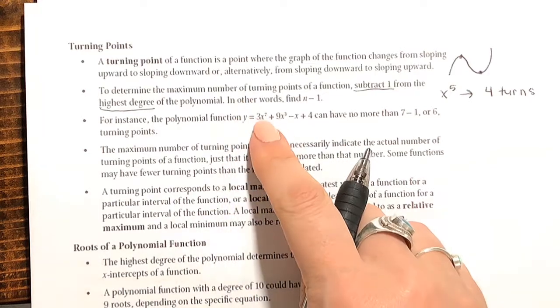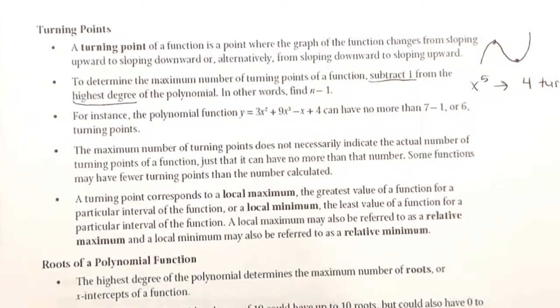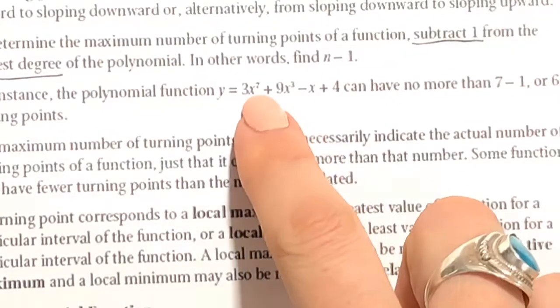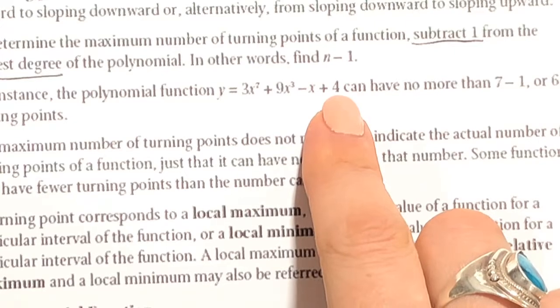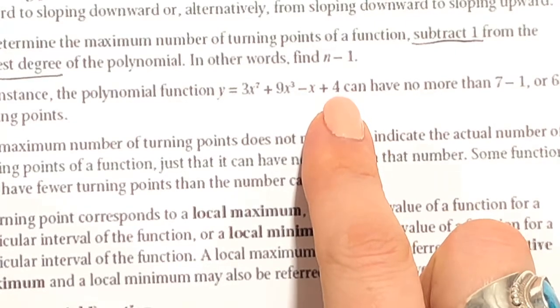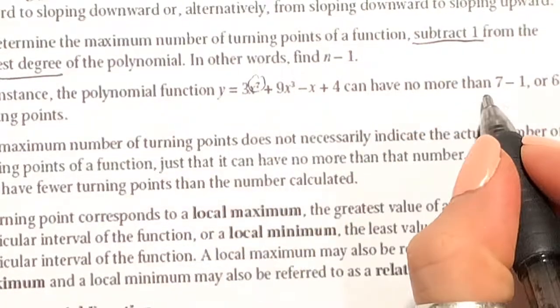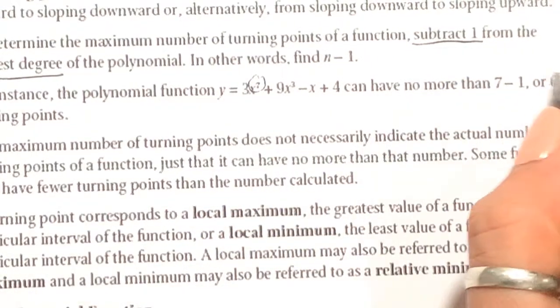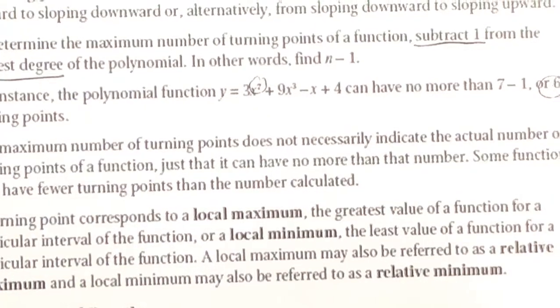Here's another example. If I have this polynomial, let me zoom in a little bit, 3x to the power of 7 plus 9x cubed, subtract x plus 4, I don't know what it actually looks like. I can tell that based on my highest degree of 7, if I do 7 subtract 1, that means I'm going to have 6 turning points. Pretty straightforward on that.